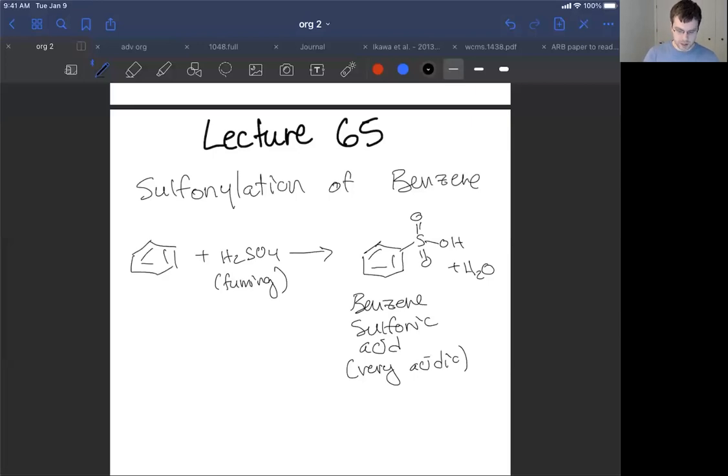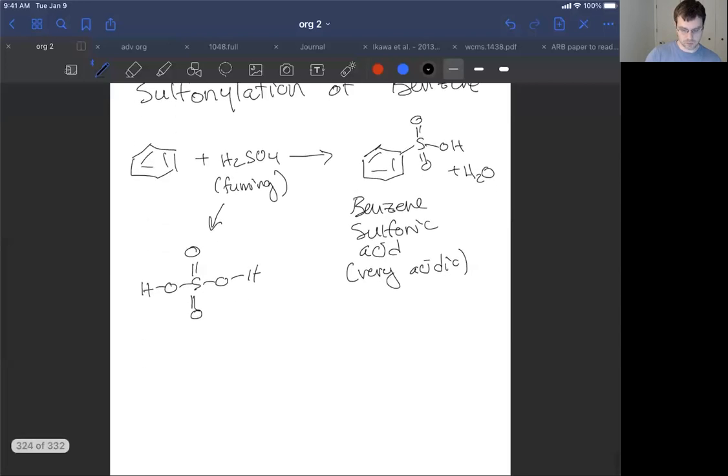Okay, so H2SO4, first of all, is sulfuric acid. We can draw sulfuric acid with an expanded octet, and it's a helpful resonance depiction because everything has a neutral charge. Okay, so let's go ahead and jump right into the mechanism.